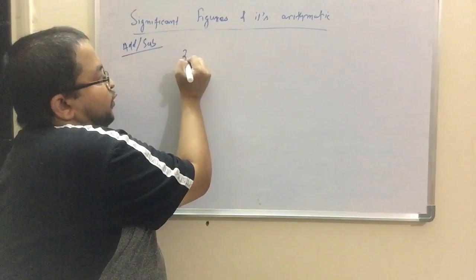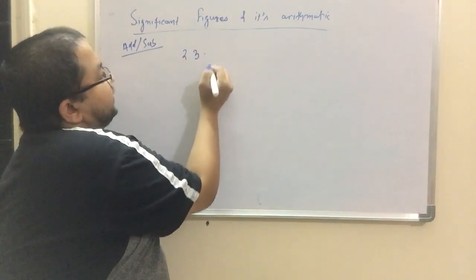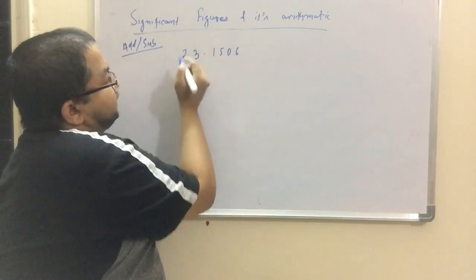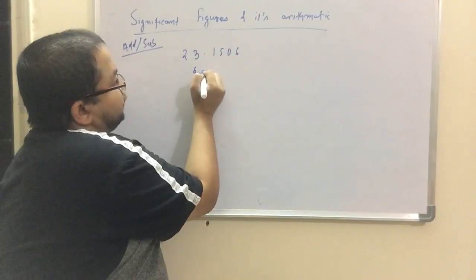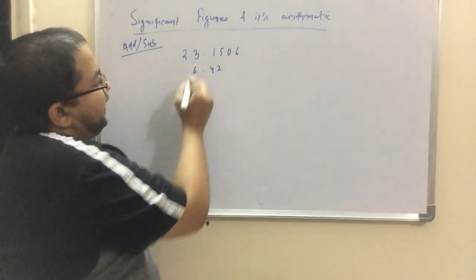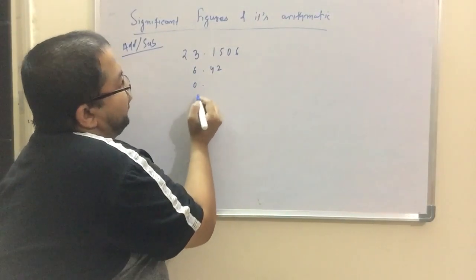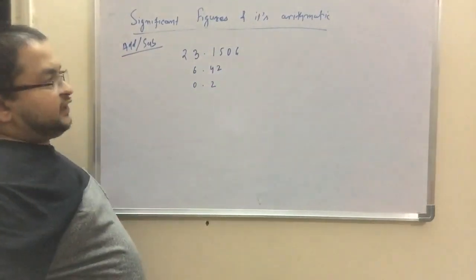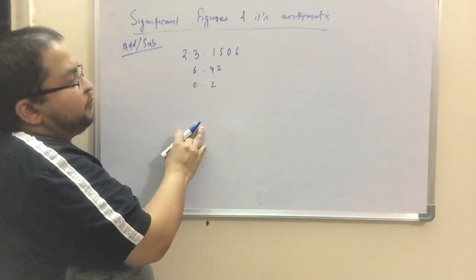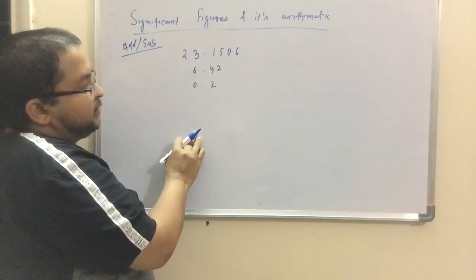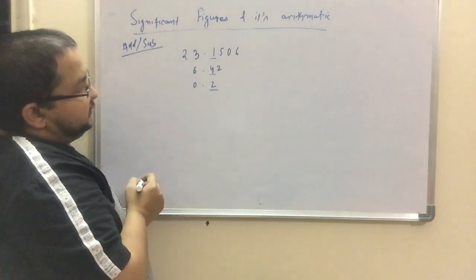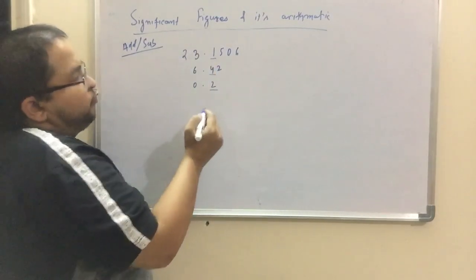So for example, if we want to add 23.1506 to 6.42, and suppose we want to add 0.2. In this situation, I have stacked them one below the other as per the decimal position. Here the rounding off should be done for each of the numbers. So if I do the rounding, what will be the equivalent?